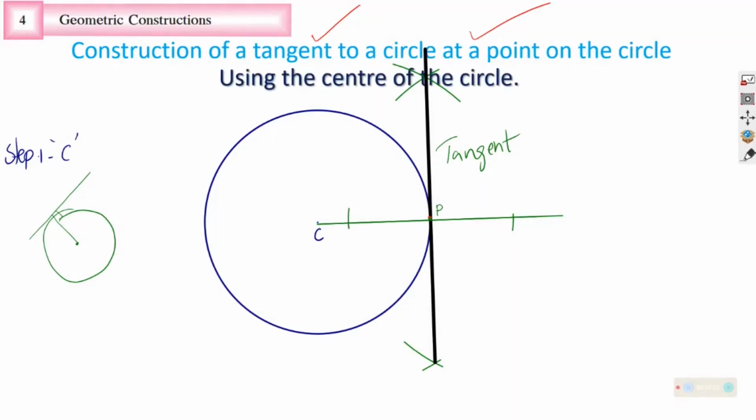Next one is using the center of the circle. This one was without anything related to the center of the circle. You will not have any point on the circle. How to do that? That is the next time.